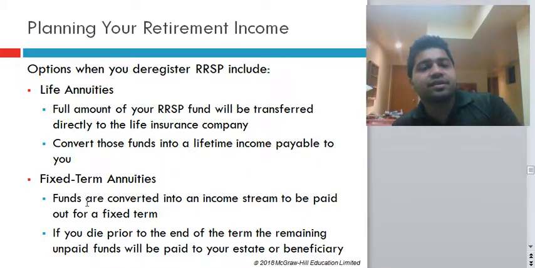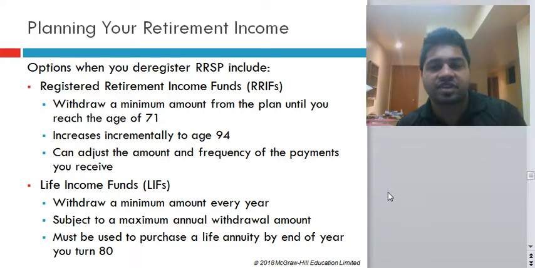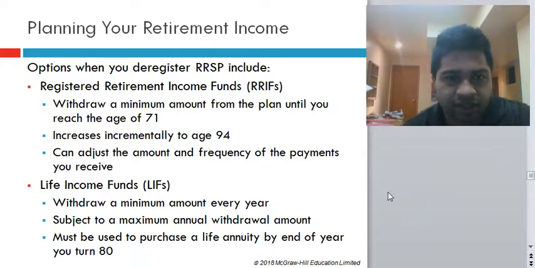Fixed term annuity: the funds are converted into an income stream to be paid out for a fixed term. If you die prior to the end of the term, the remaining unpaid funds will be paid to your estate or beneficiary, so that's an advantage.